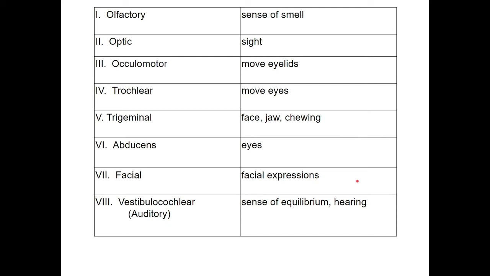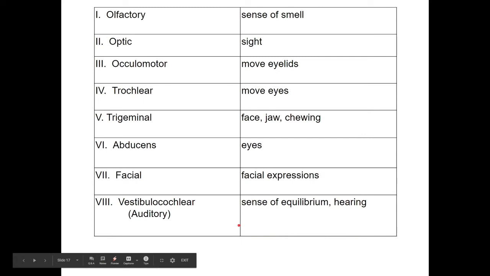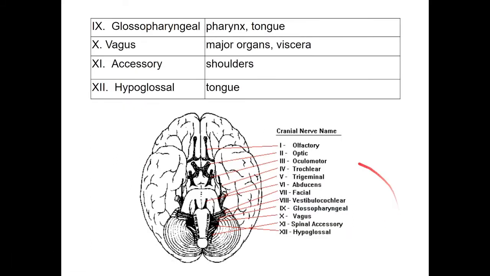Number 7, facial, is your facial expressions. Number 8, your vestibulocochlear, involves your sense of equilibrium or balance and hearing. It's also sometimes called the auditory nerve. Number 9, the glossopharyngeal, controls your pharynx and tongue. The vagus, number 10, works with major organs and viscera. Number 11, the accessory, works with your shoulders. And number 12, the hypoglossal, works with your tongue.